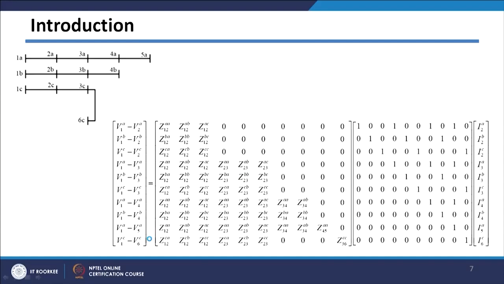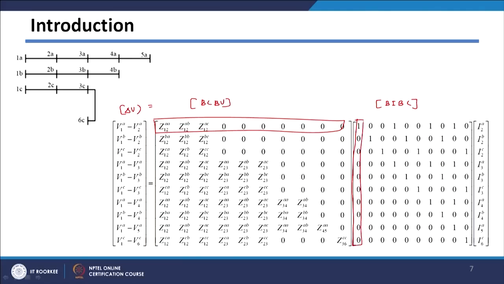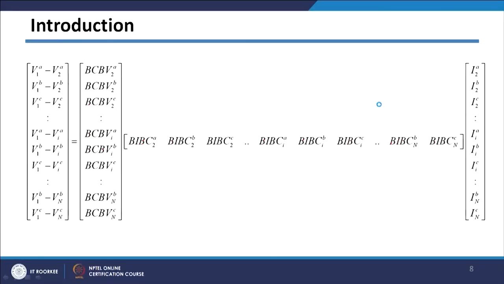So, if you write your BIBC matrix and BCBV matrix, we have seen that this is nothing but your delta V, which is equal to BCBV into BIBC, and we have converted this BCBV into various rows, and this BIBC into various columns, and if you do that, we get this structure. So, this is BCBV in terms of these rows.